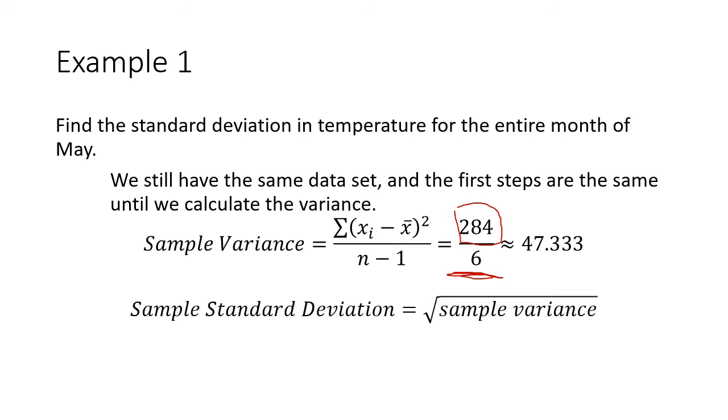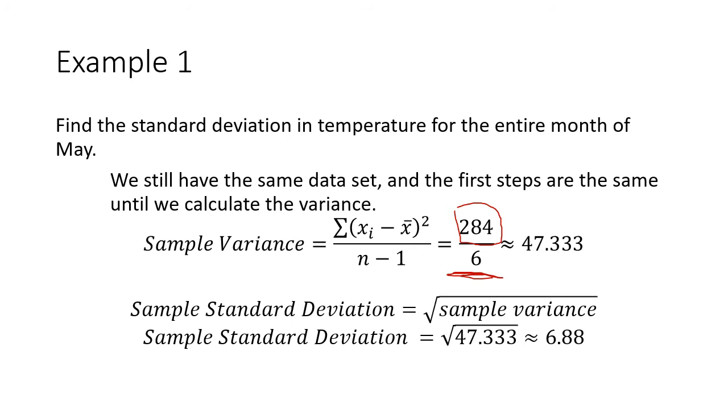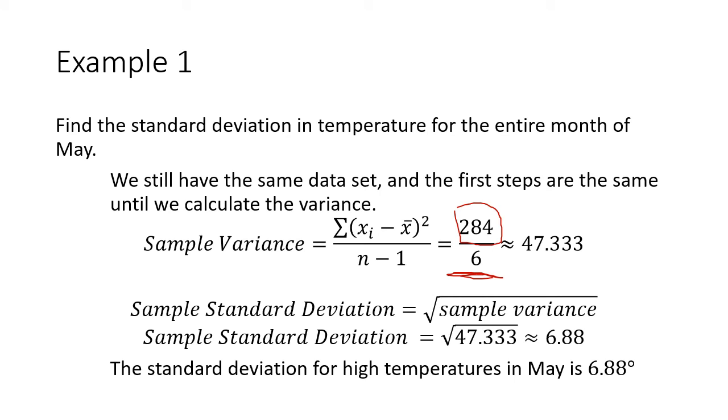And the same idea as before, the standard deviation is the square root there. So even the sample standard deviation means taking the square root of the sample variance. So take the square root of 47.33. Now we get approximately 6.88. So the standard deviation for the high temperatures for the entire month of May is 6.88.